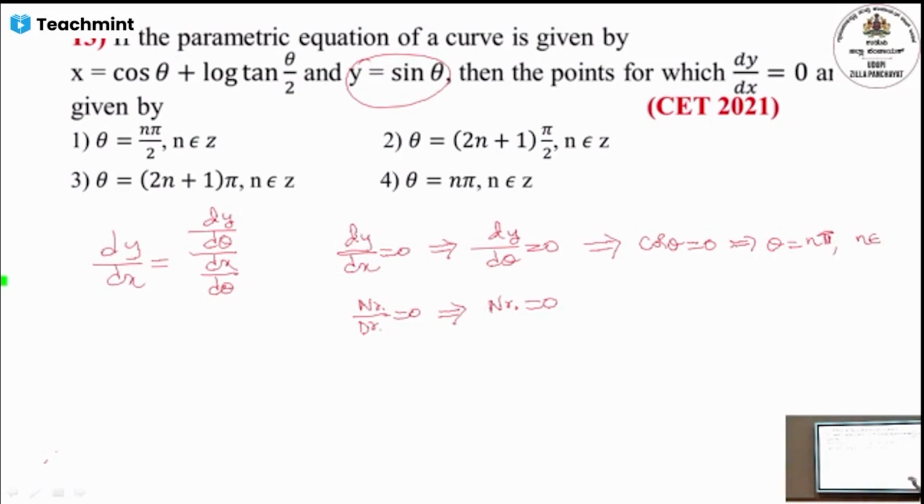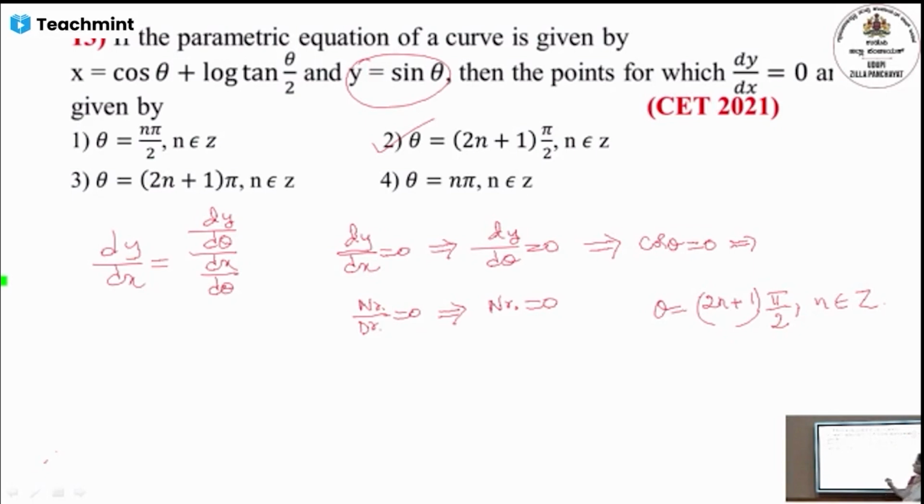No, I made a mistake. Let me correct it. Cos theta is 0 means what? Theta must be odd multiples of 90 degrees. Because you know that cos 90 is 0, cos 270 is 0. So any odd multiple of 90 degrees, cos is 0. So therefore, the answer is the second one.